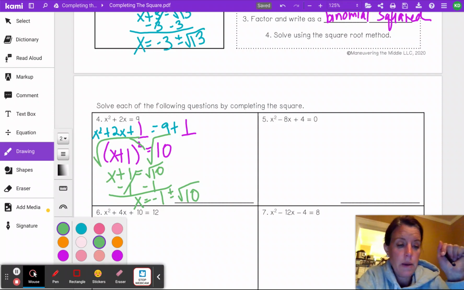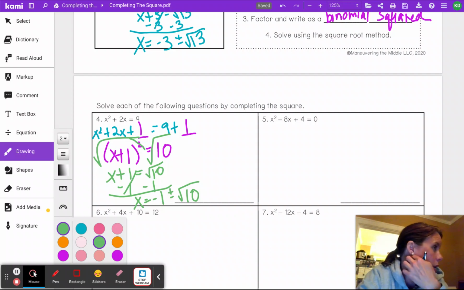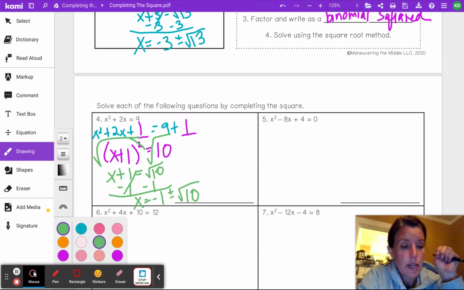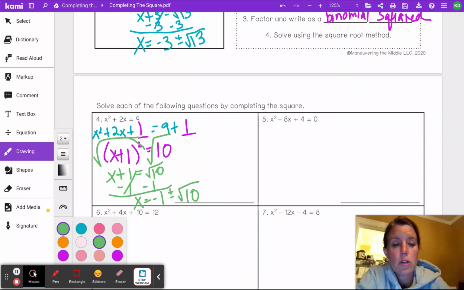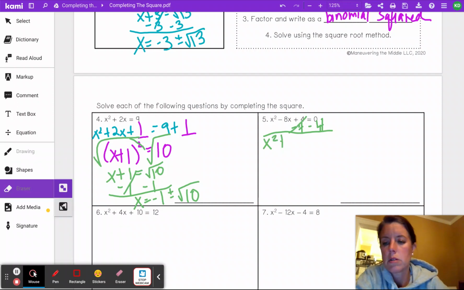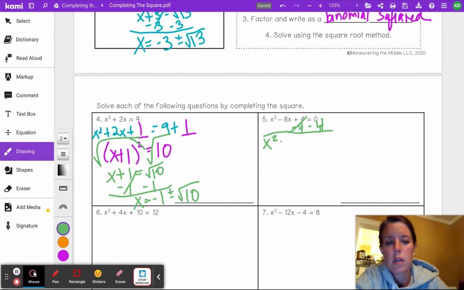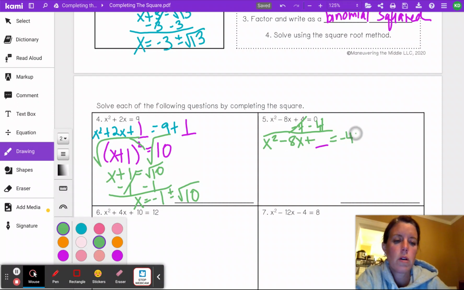Okay, guys, if you all want to pause me and try to do number 5 on your own, I think that would be great. I'll give you a second. All right, I'm going to get started on this. So first thing, I'm going to subtract 4 from both sides, so that I can make way for my new value. Oops, it's not plus 8. So minus 8x plus, whatever my number is, equals -4 plus that number.